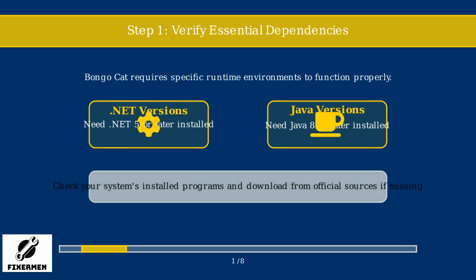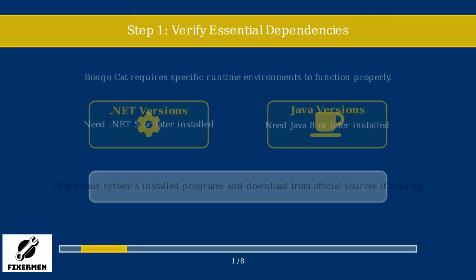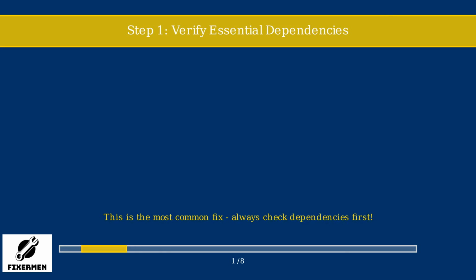To verify these dependencies, check your system's installed programs list. If either is missing, download and install them from their official websites. Remember, verifying dependencies is the most common and often the simplest fix for the missing executable error. Always check this first before moving to more complex troubleshooting steps.